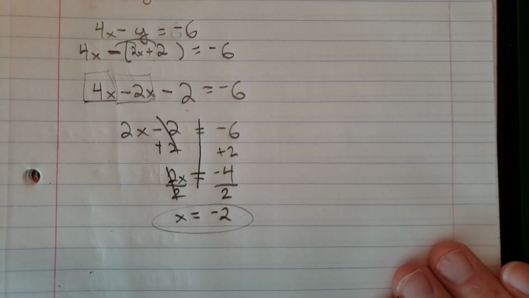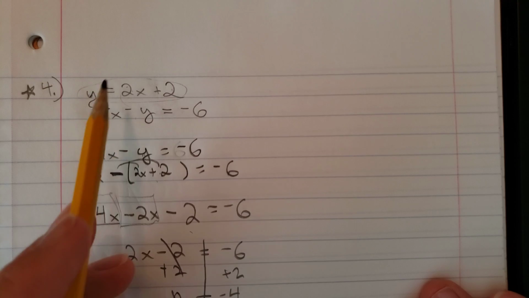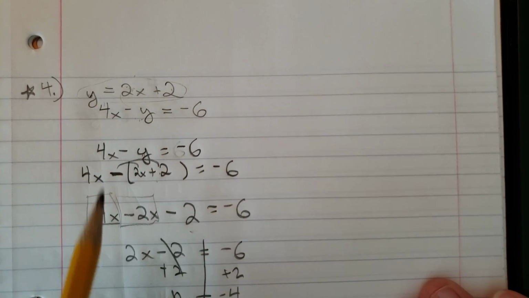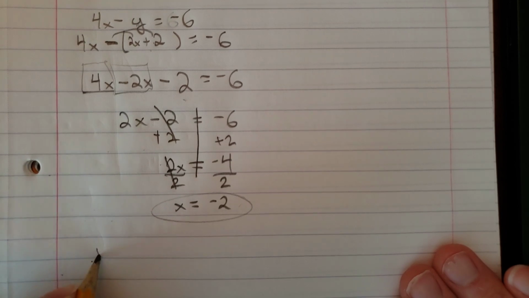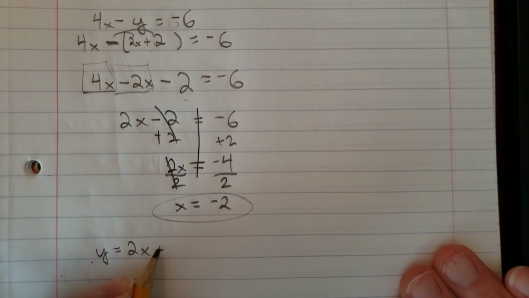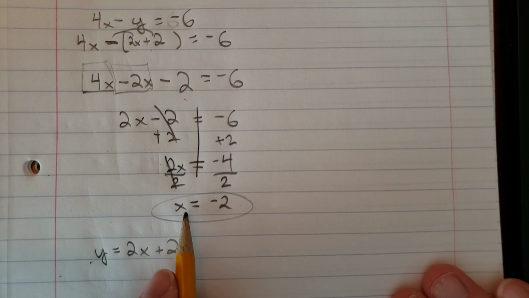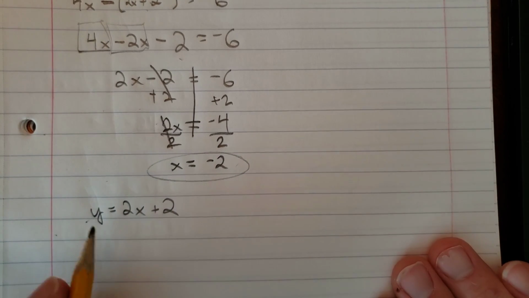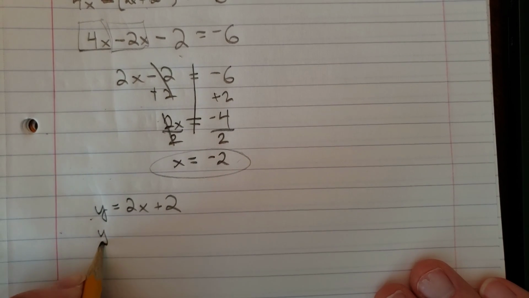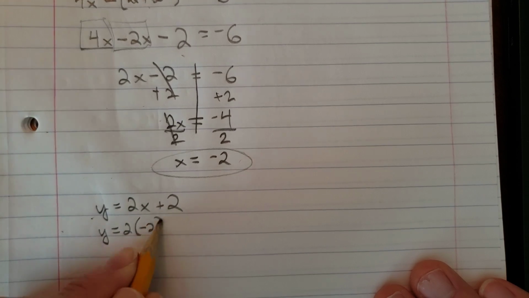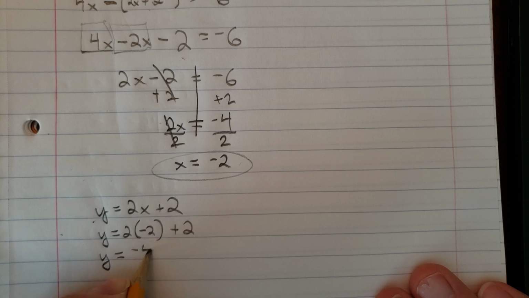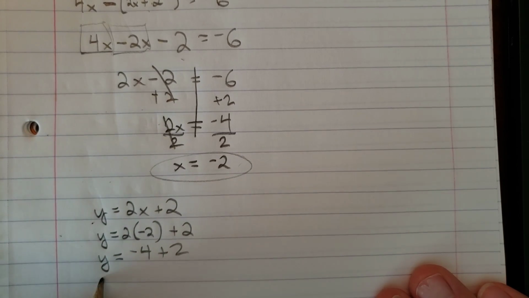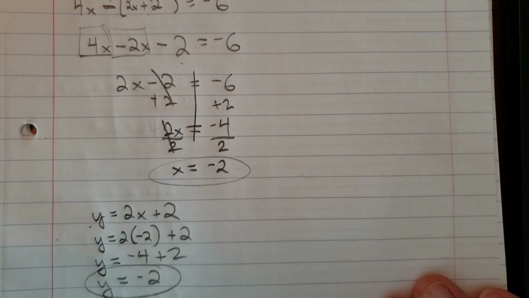Now we have to substitute in. So you can choose either of these equations. I think this one's going to be simpler to do. So y equals 2x plus 2. And we know that x is negative 2. So we're going to replace the x with negative 2. So y equals 2 times negative 2 plus 2. Y equals negative 4 plus 2. Y equals negative 2 is going to be the answer.